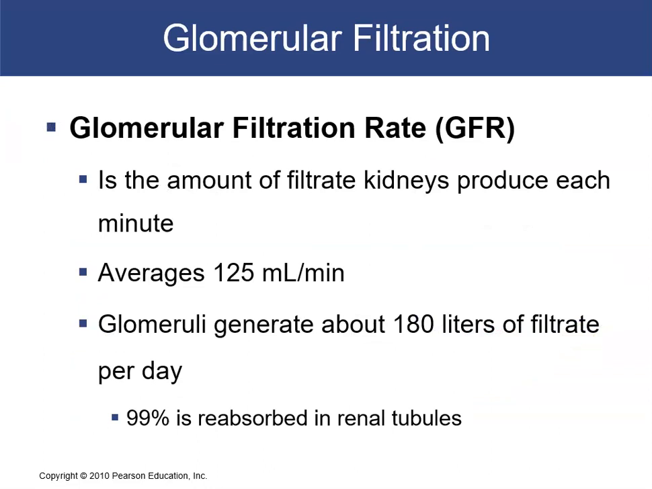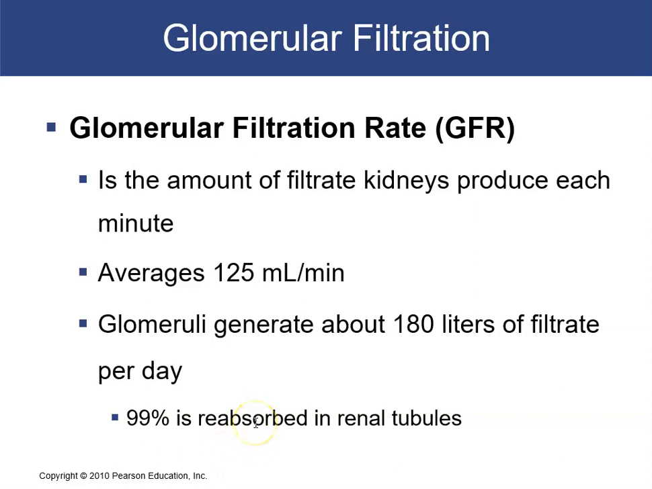Glomerular filtration rate refers to the amount of filtrate that is produced by the kidneys every single minute. This averages about 125 milliliters per minute. Now, if you do the math, throughout the course of the day, the glomeruli will generate roughly 180 liters of filtrate every day. If nothing else was done, this is how much urine you would produce on a daily basis. Obviously, we don't. Something else happens to this material.